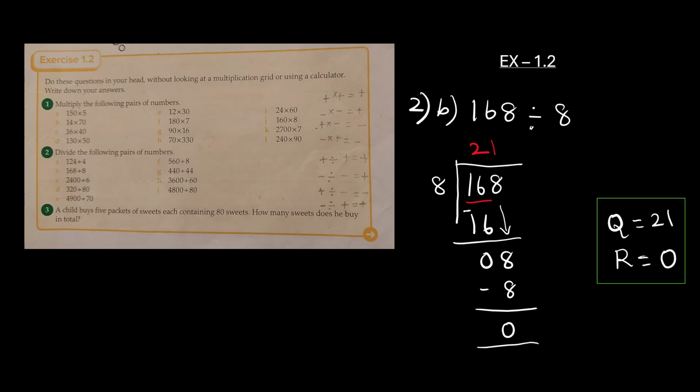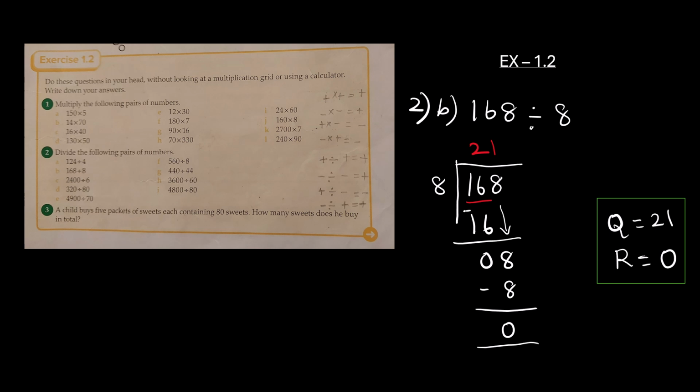B question is 168 divided by 8. Now look at the first number. It's a 1. It's smaller than 8. We can't divide 1 by 8. So we are taking the first two digit numbers. That is 16. Now we have to check how many 8s make 16. It's 2. 8 times 2 is 16.